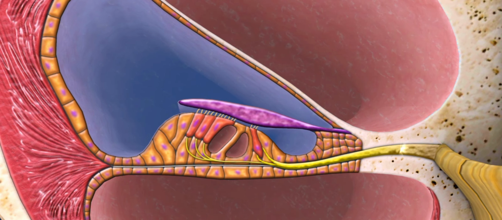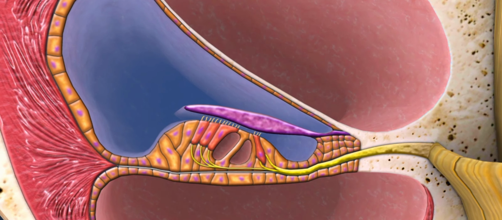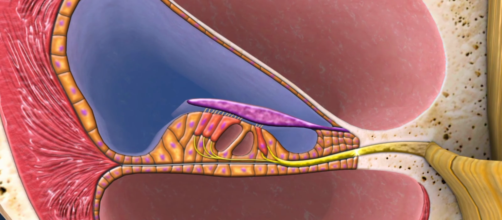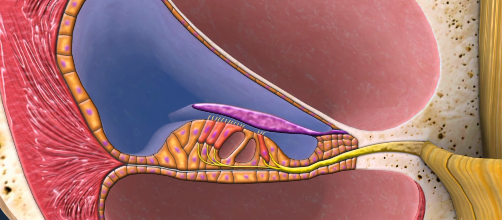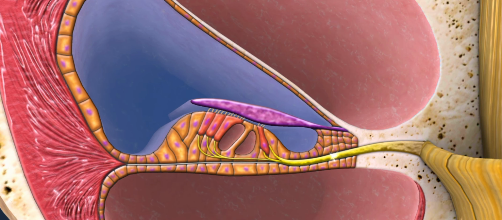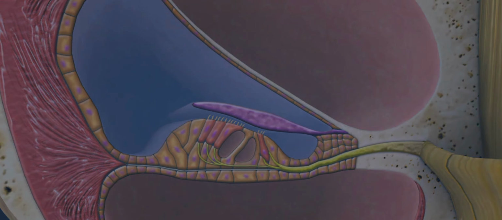In summary, the inner ear is a complex structure that contains the cochlea and the organ of Corti. The cochlea is responsible for separating sound waves of different frequencies, while the organ of Corti is responsible for transducing these sound waves into neural signals.